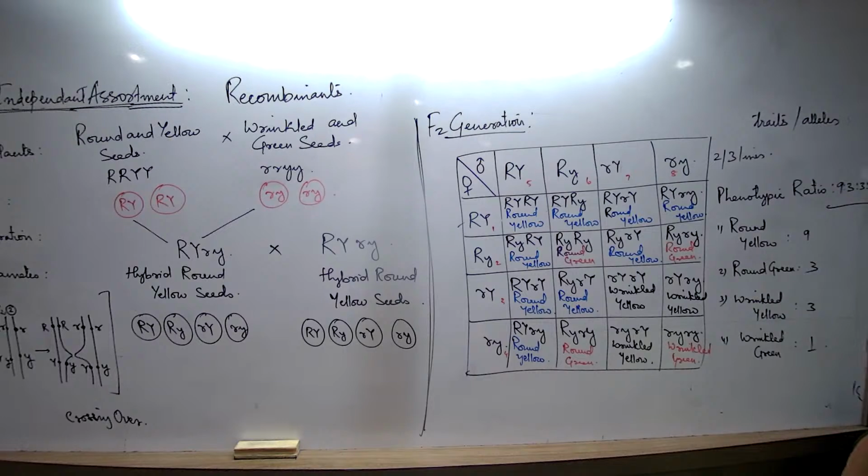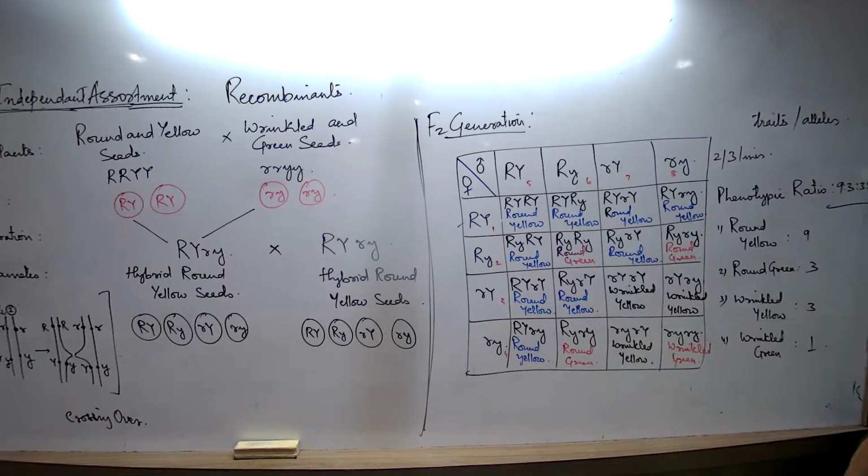Number 3. Answer for number 3? How many types of gametes will the F1 plant produce? 4. 4 types of gametes. Yes, did you understand? 4 types of gametes in the F1. Next, question number 4.